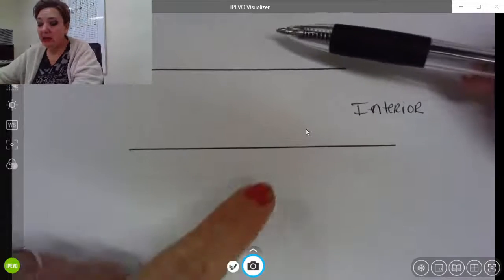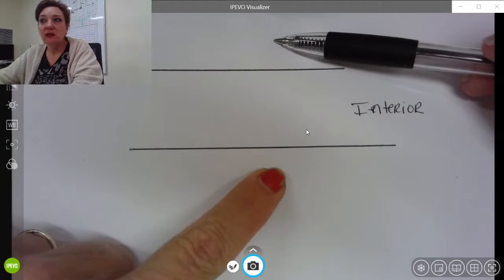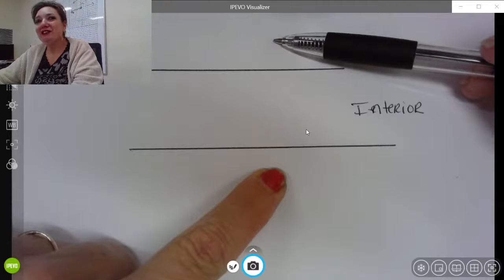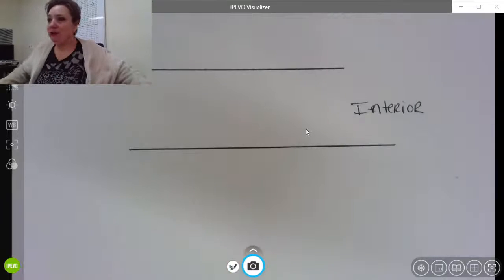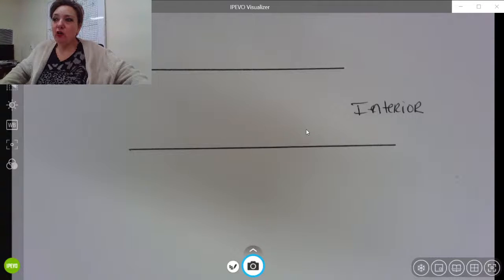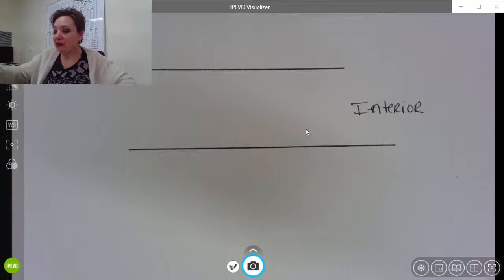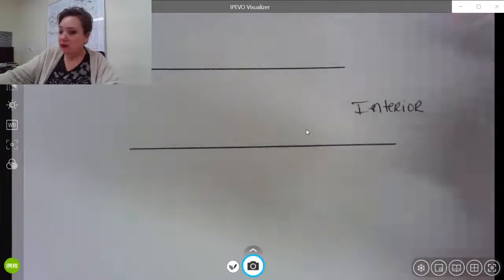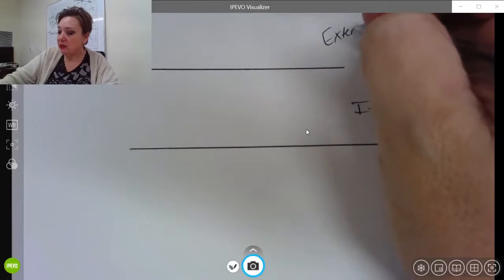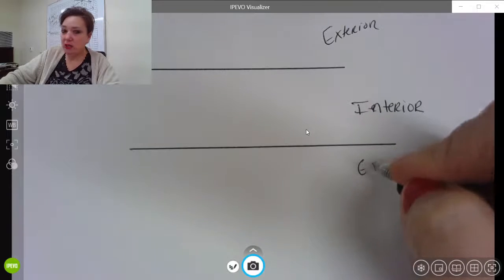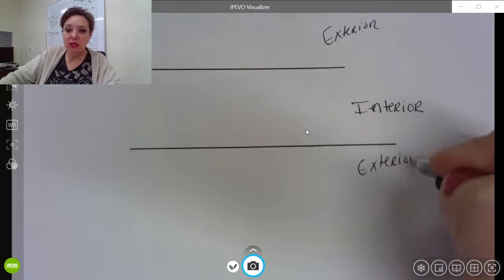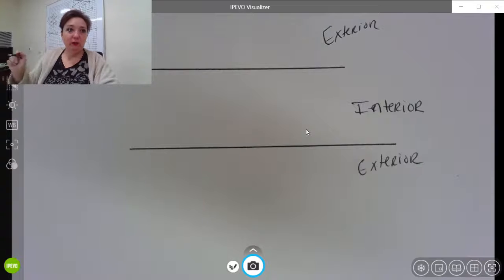When we talk about things inside and outside in math, we talk about interior. And then what's going to be these two spaces? Outerior. Not outerior, but good try. Well, what could it be besides outerior? Anybody know? Interior of your home and exterior. So this out here is exterior, and then out here is also exterior. So I want you to keep that in mind. We're going to come back to that, okay?